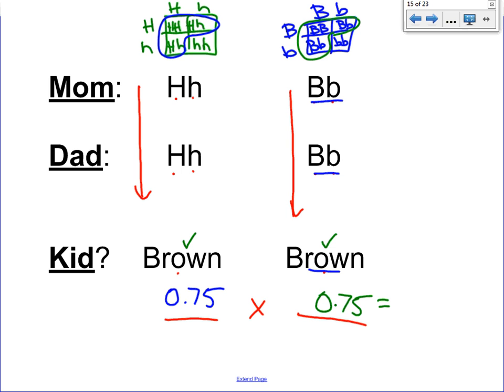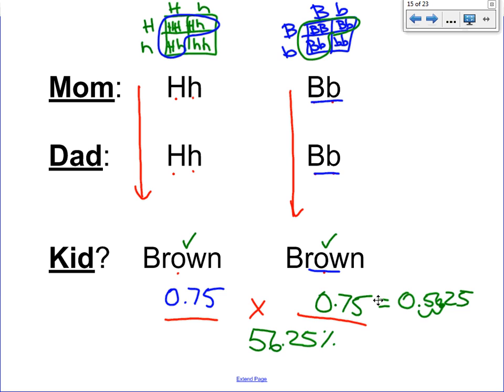and we get 0.5625. If we move our decimal point 2 spots over, we find that to be 56.25%. So now we know that if these 2 parents mated, there's a 56.25% chance that they would have a kid with both brown hair and brown eyes.